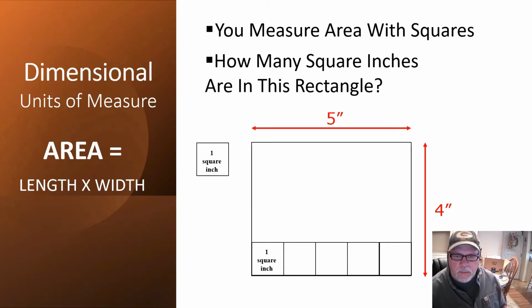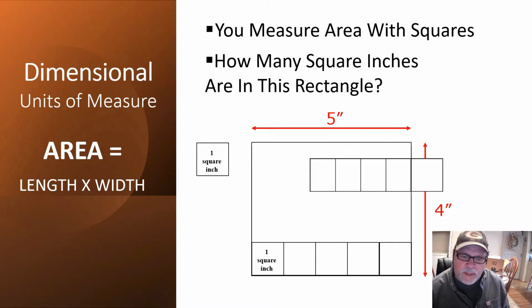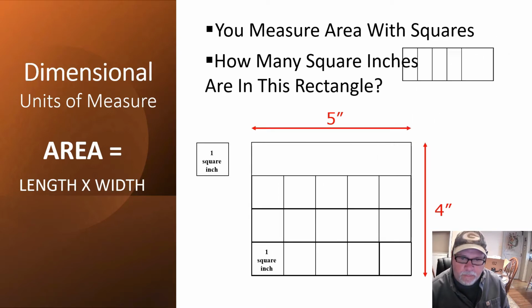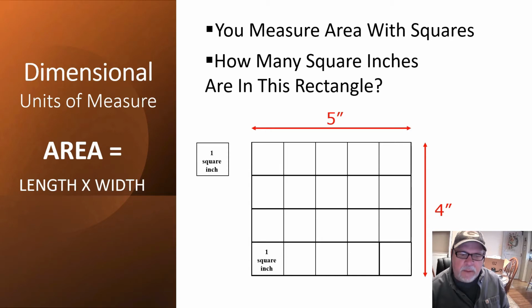All right, this object is 5 inches long. So we put 5 square inches in a row. Well, this object is also 4 inches tall. So we'll do this 4 times. How many of those square inch squares are in this box? The box is 4 times 5.